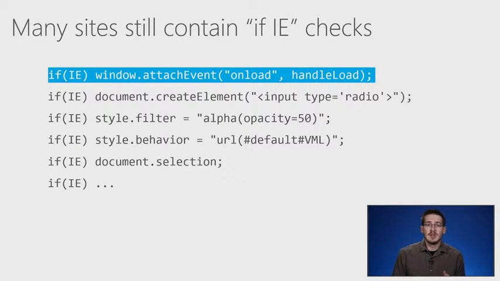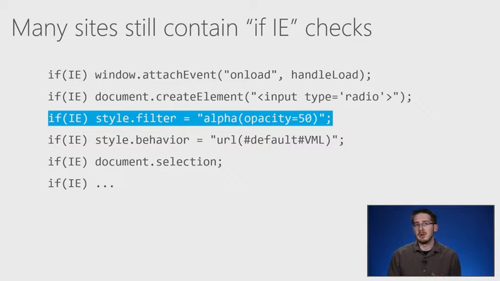And so even when modern standards are available, a fair amount of existing web content will still choose to use legacy APIs like attach event just because they're running in IE. A similar thing can happen for a number of other APIs. One other example is using the CSS opacity property, which had a legacy equivalent in the filters property.